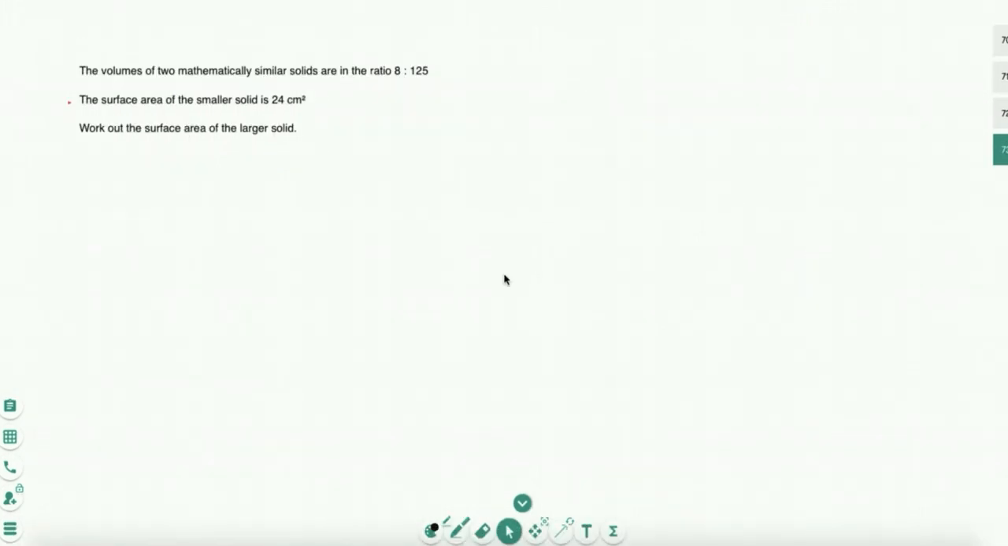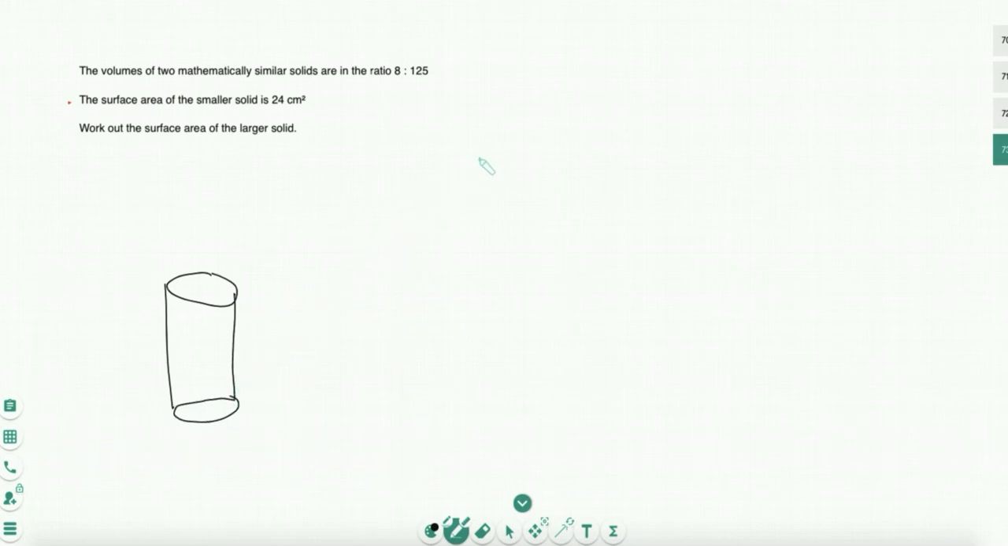Question, we're going to start involving ratios now. The volumes of 2 mathematically similar solids are in the ratio of 8 to 125. The surface area of the smaller solid is 24 centimeters squared. Work out the surface area of the larger solid. All right, so there's 2 similar shapes, but it's not been drawn out for us. So if you want, step 1 is you could draw out 2 similar shapes. It doesn't really matter what they are. Let's just draw out 2 cylinders.